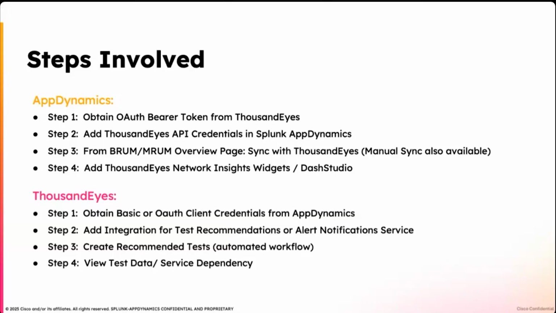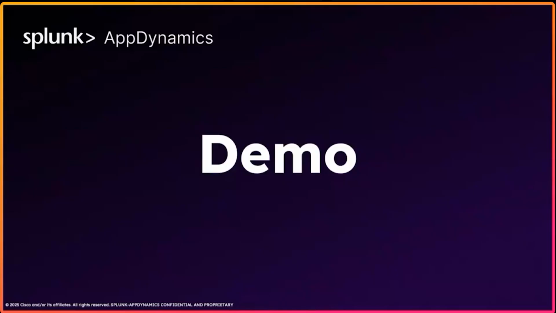Once you deploy those tests, the tests will be running, and you can view the data in ThousandEyes. Similarly, in AppDynamics you just need to perform a one-time sync. Once you sync with ThousandEyes on the AppDynamics side, you get all the network metrics matching the domains that are tested in ThousandEyes. I'll go through it in the demo, but these are the steps involved at a high level. So let's move forward with the demo, and let me start sharing my screen.